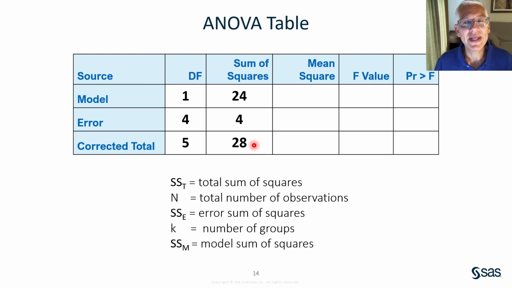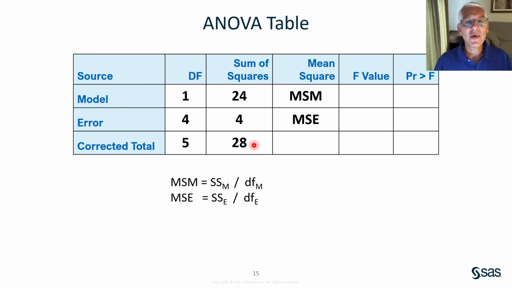All right, we're not done with the ANOVA table quite yet. The next thing I want to calculate is the mean square of the model sum of squares. Now that is very simply the model sum of squares divided by its degrees of freedom. So 24 divided by 1 is the mean square of my model. I want to do the exact same thing in order to calculate the mean square of the error sum of squares. We're going to take the error sum of squares and divide by the degrees of freedom. So in that case, it's going to be 4 divided by 4 is 1.